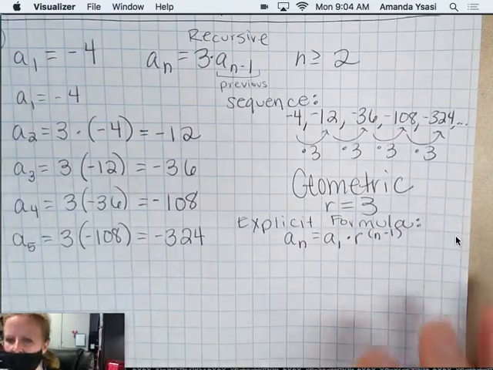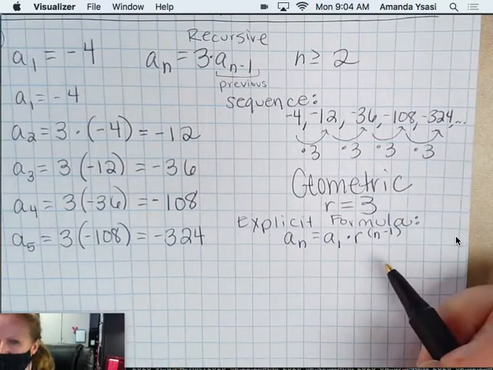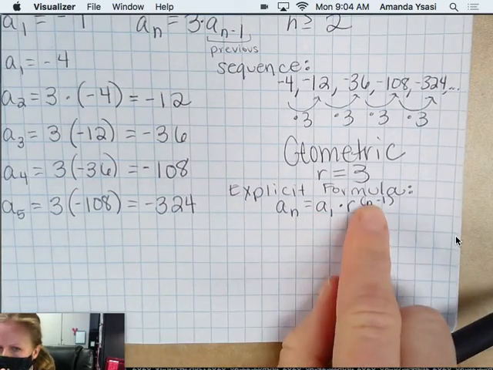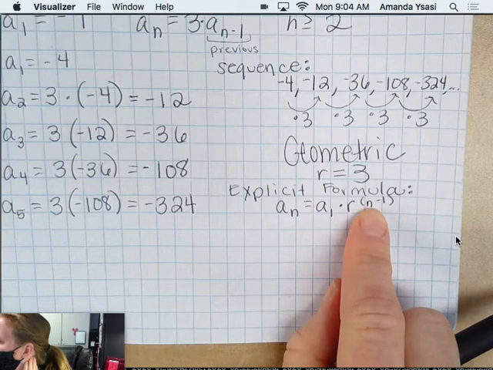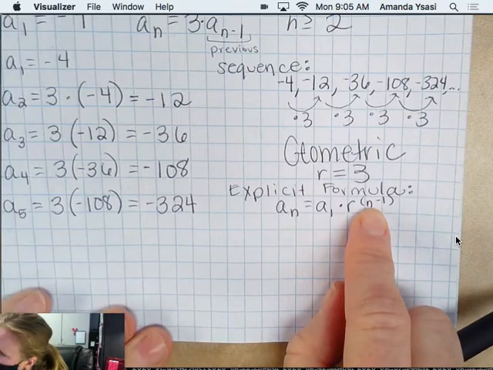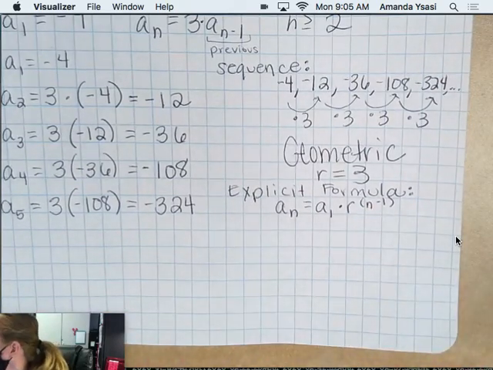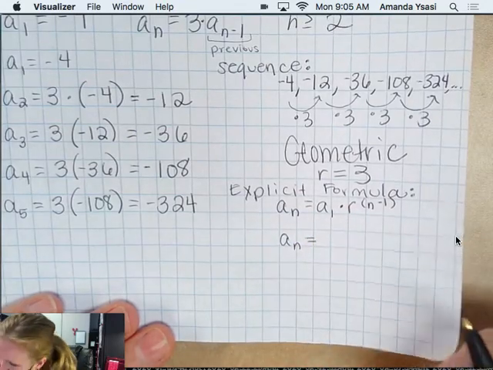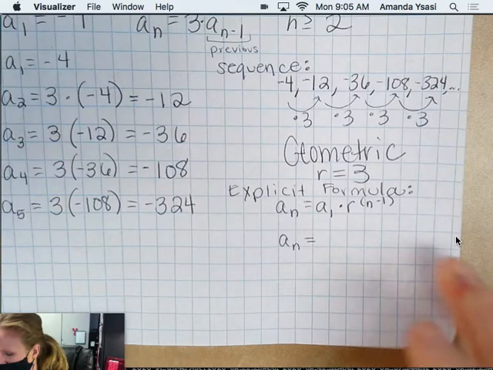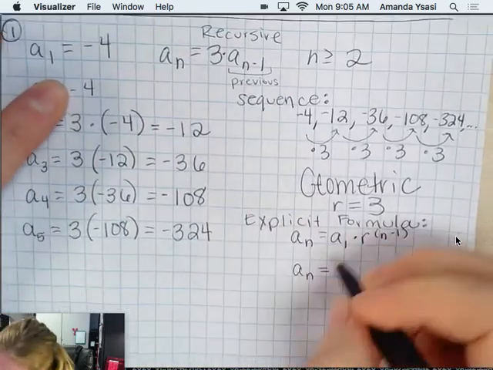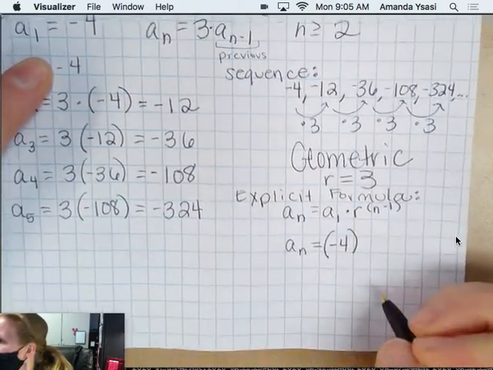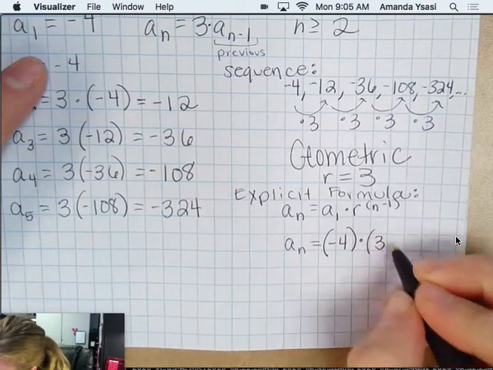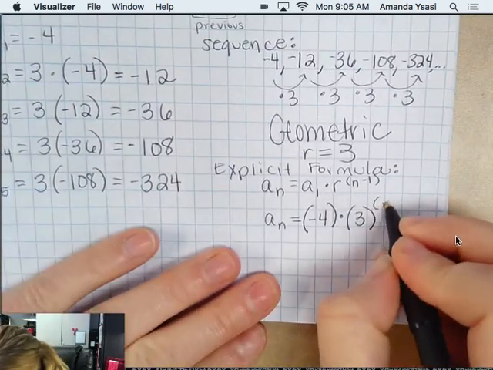So I'm going to write down my formula, and then we're going to fill in what we know. So AN equals A1 times R raised to parentheses n minus 1. So we're just going to write the formula. That's all we have to do. So we would write AN equals, what is A1? The first term, which is -4. So we're going to put -4 in parentheses times, it says R. What is R? 3, the common ratio, and then raised to the n minus 1.